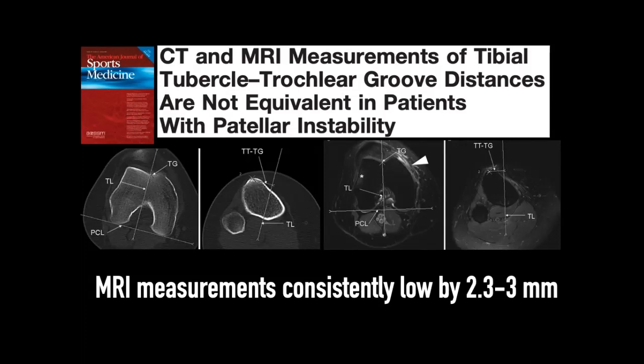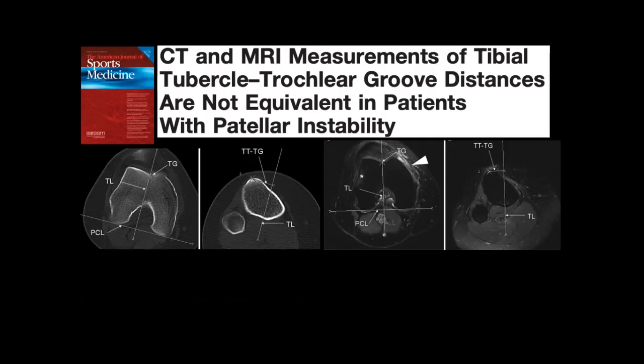Sometimes the CT scan may be taken in external rotation or internal rotation of the tibia, and accordingly the tibial tuberosity may migrate. So the TTTG distance is again problematic. MRI is not the solution to this, but MRI can take the TTTG measurement.